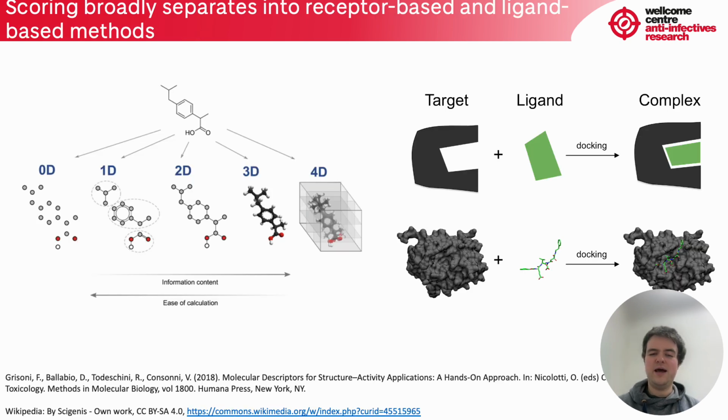Briefly then talking about explicit scoring. Explicit scoring separates itself into sort of two areas. The first is receptor-based scoring. In receptor-based scoring, this is where we have a protein structure, we have a ligand, we would do, for example, docking, we would form a complex, we may calculate a docking score. This is explicit scoring using receptor-based information.